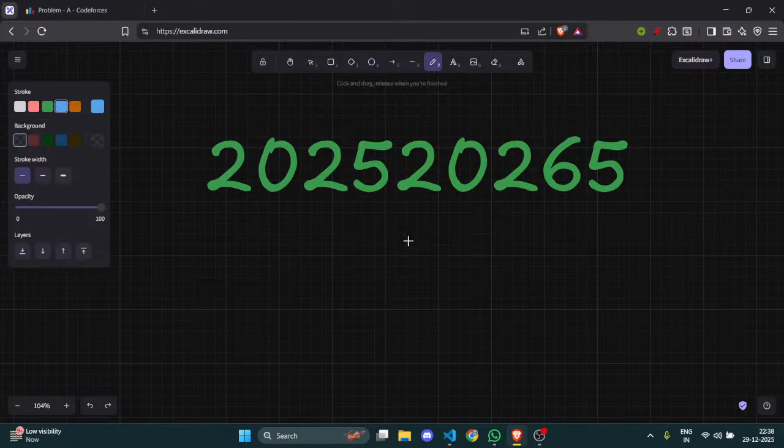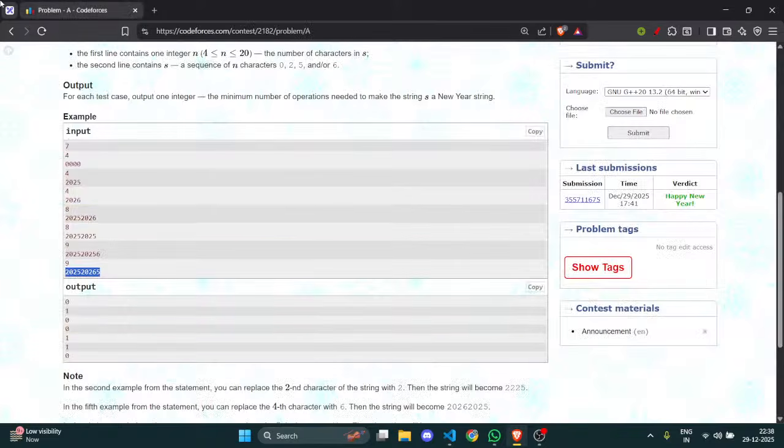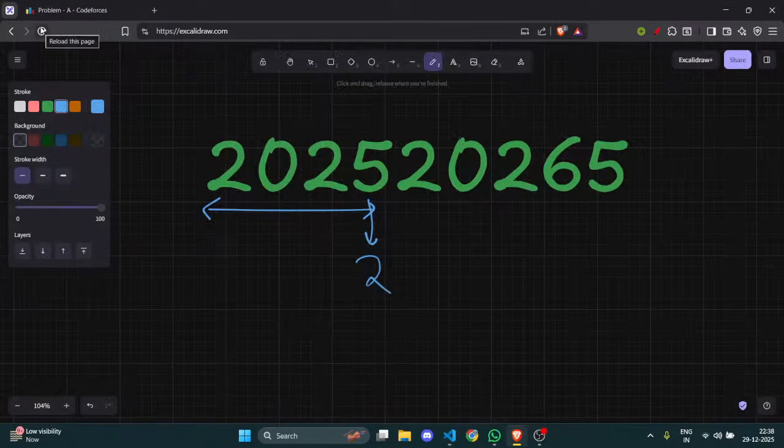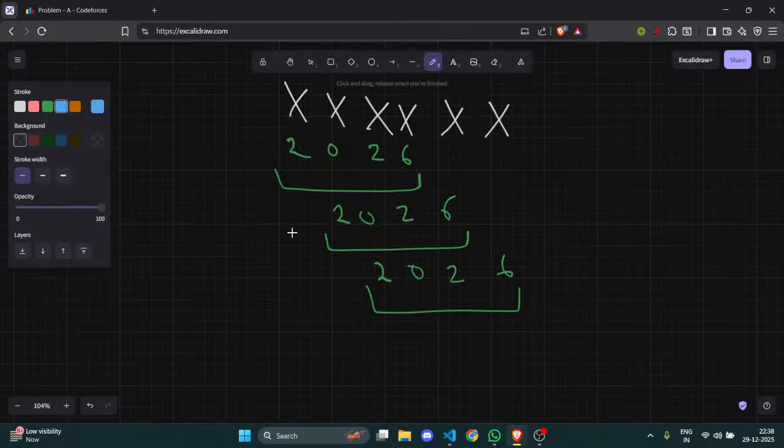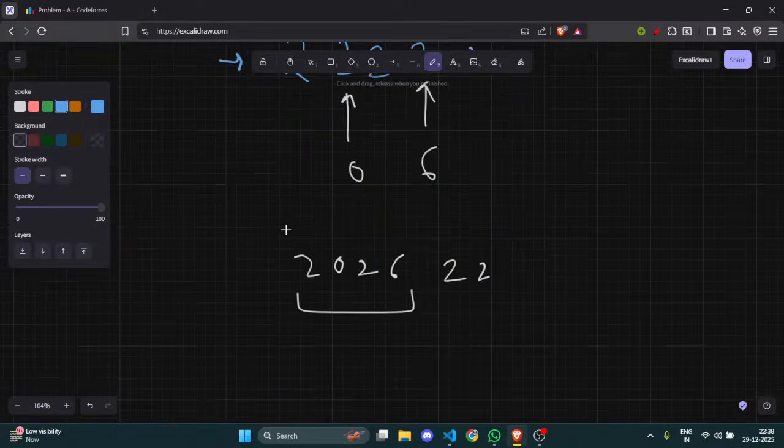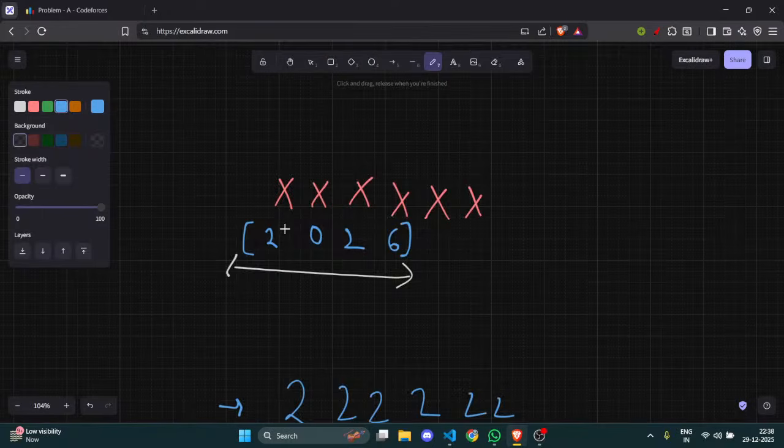Or I have to remove 2025 as a consecutive substring. So this contains 2025. If I change one character to anything else, like 2022, it is still a good string because it doesn't contain 2025 as a consecutive substring. So we just need to brute force on the four characters. Either we make it 2026, or if it is 2025, we make it bad. We change any character of 2025 to get 2022, 2026, anything would work.